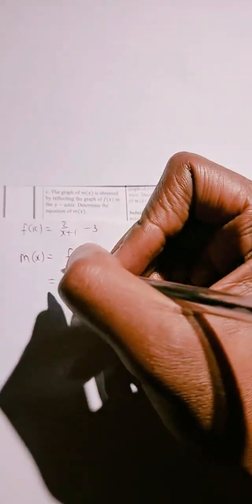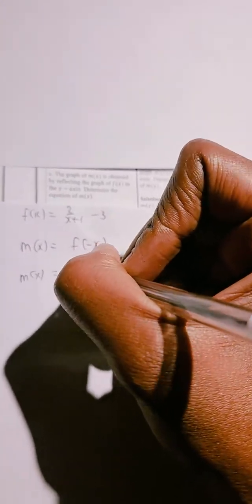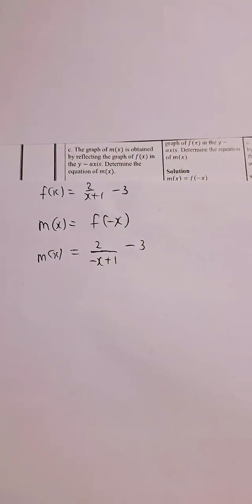So let's go ahead and do that then. That means m of x is equal to 2 over, in the place of x, we now write negative x, plus 1, minus 3. But we don't stop there, guys.